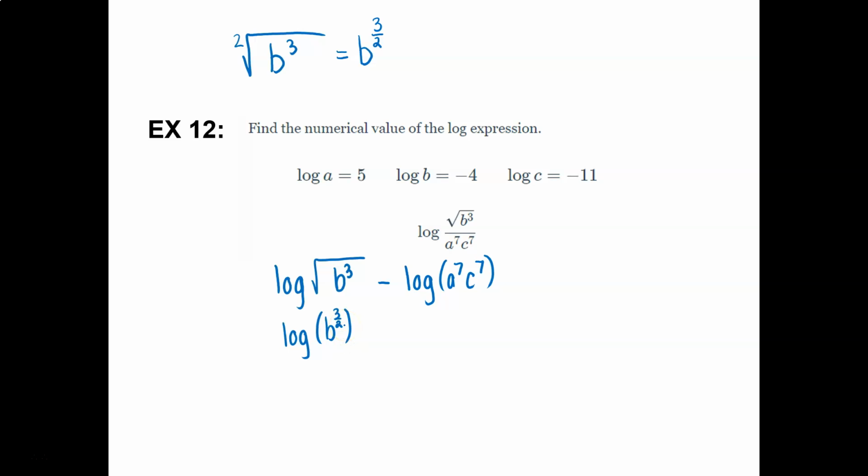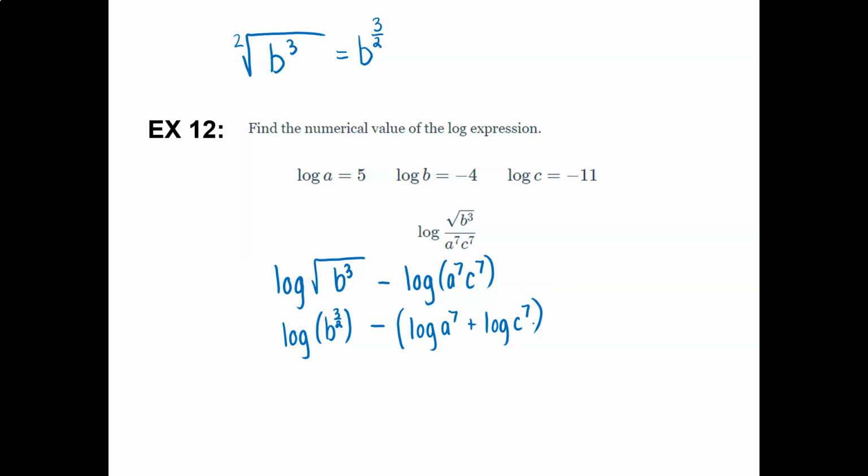Now, fractional exponents just fall under our power property, where we can just pull that exponent out. It doesn't matter if it's a fraction or not. You can just pull that exponent out now. So we're good to go with that. Right here, we can break a to the 7th, c to the 7th up with addition. But you must have parentheses here. So make sure you put that log of a to the 7th plus log of c to the 7th.